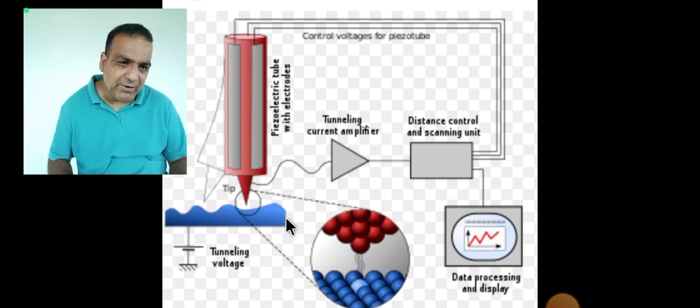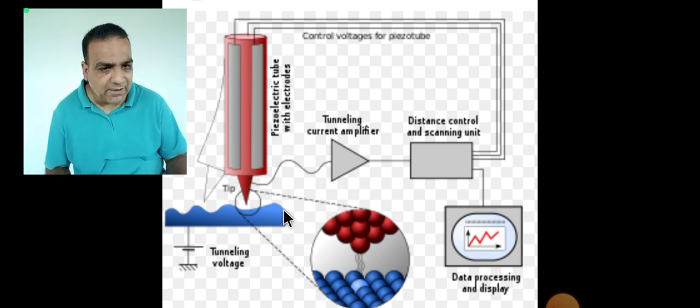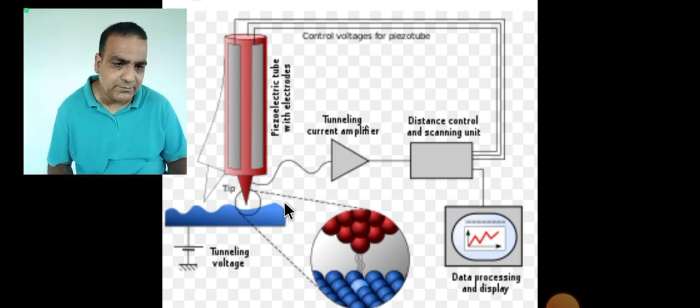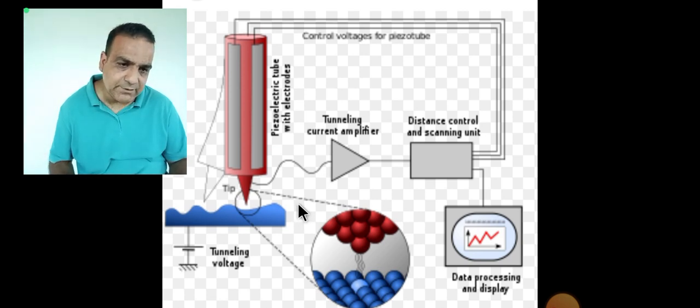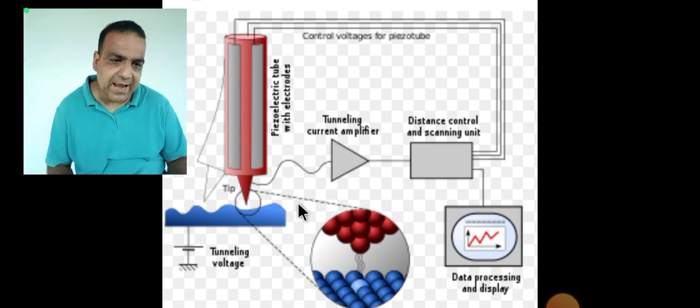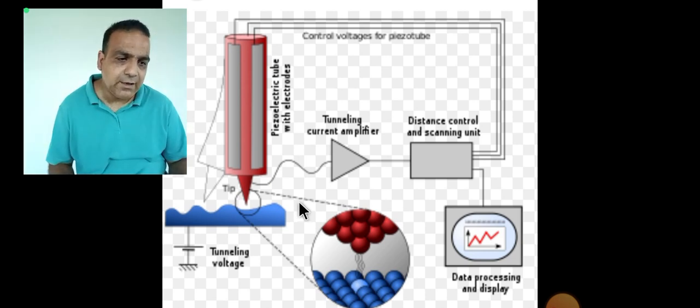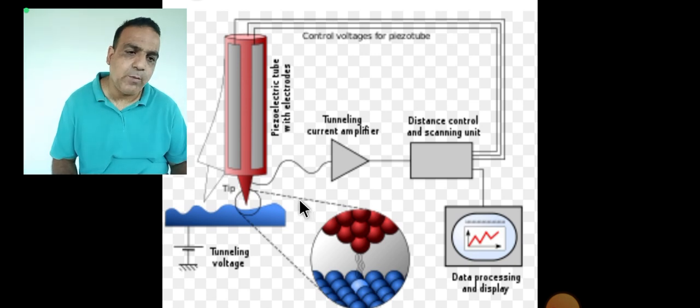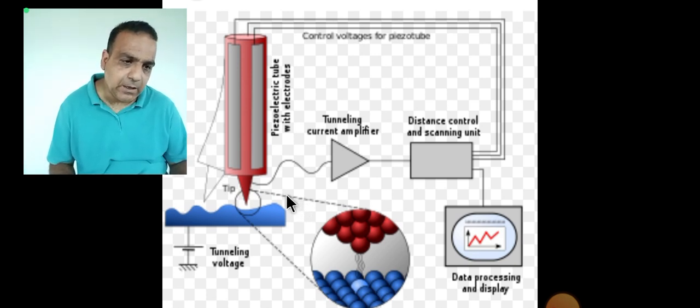In summary, the tunneling electron microscope relies on the quantum tunneling phenomenon to generate high-resolution images of sample surfaces. By controlling the tip sample distance and measuring the tunneling current, we can visualize atomic scale features and study the properties of materials with exceptional detail and results.